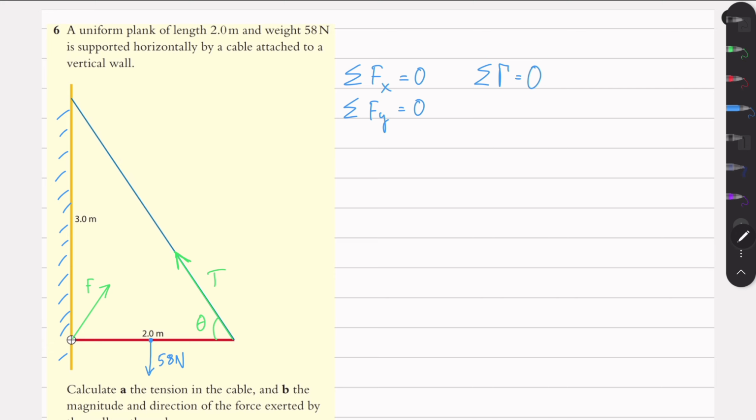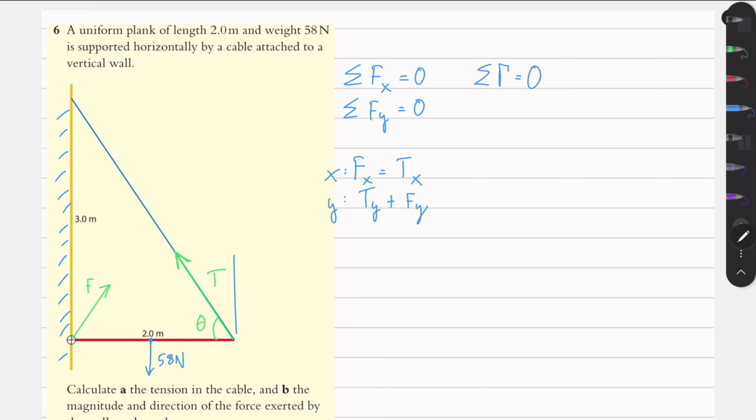So let's consider the x components of our forces. We have two x components. This force has an x component and this force has an x component. So we can say that Fx is equal to Tx, the x component of the tension. There's nothing else providing a horizontal force here. So that will be for our x direction, and then for our y direction, we have Ty and Fy both pointing upwards.